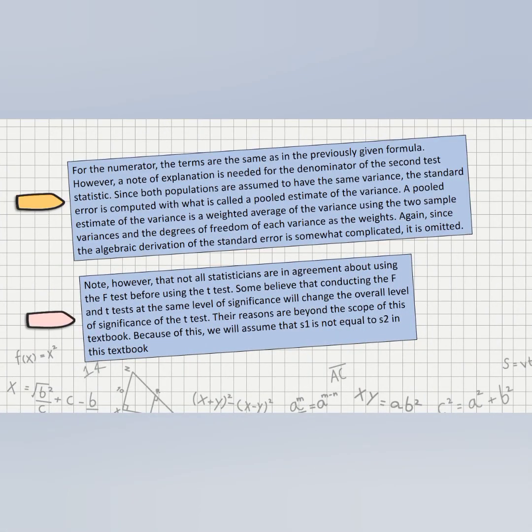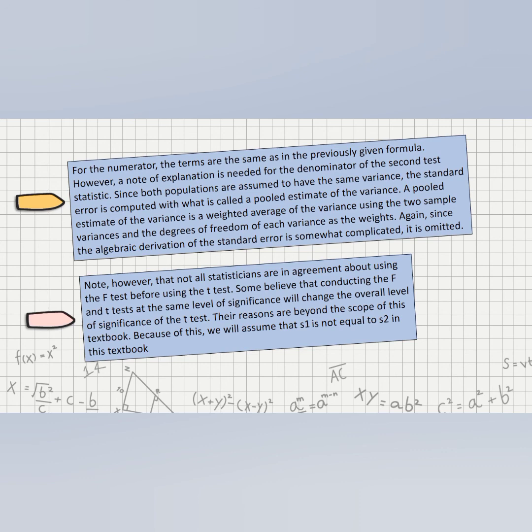For the numerator, the terms are the same as in the previously given formula. However, a note of explanation is needed for the denominator of the second test statistic. Since both populations are assumed to have the same variance, the standard error is computed with what is called a pooled estimate of the variance. A pooled estimate of the variance is a weighted average of the variance using the two sample variances and the degrees of freedom of each variance as the weights. Again, since the algebraic derivation of the standard error is somewhat complicated, it is omitted.